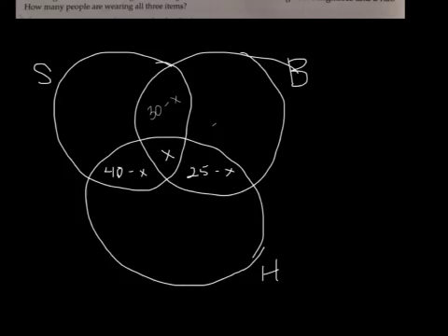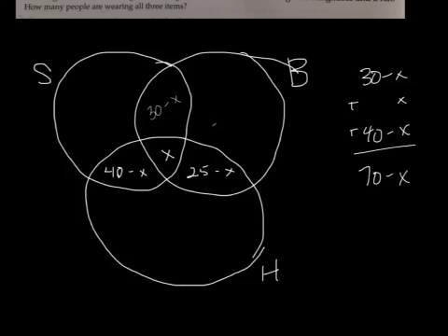We're going to take 30 minus X, add X, and then add 40 minus X. That is the sum of this one, this one, this one. We're just breaking it up into parts. That gives 70 minus X. Happy with that? Yes.